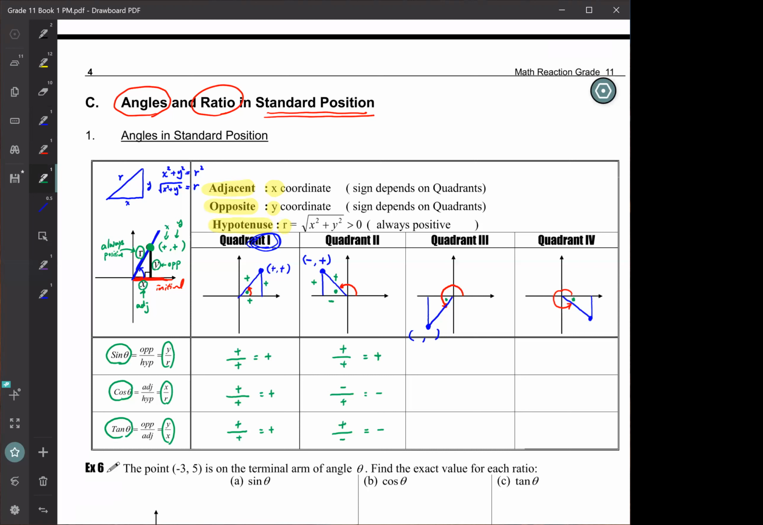So you think about the coordinate of the point, the sign. Please raise your hand when you finish.